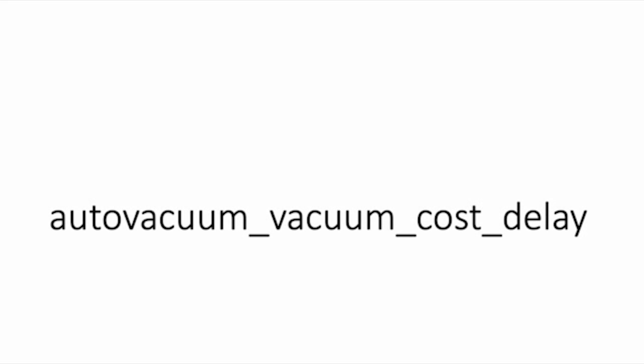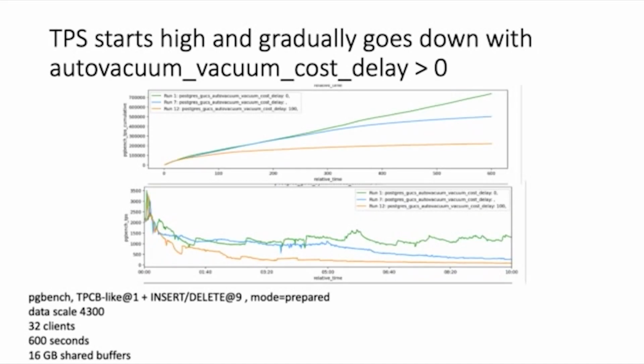Next I wanted to talk about questioning assumptions that we have about different parameters and what their effect would be. This is an example with autovacuum cost delay. The setup is kind of fancy. It's TPC-B, the built-in script at weight 1, and then an insert and delete.